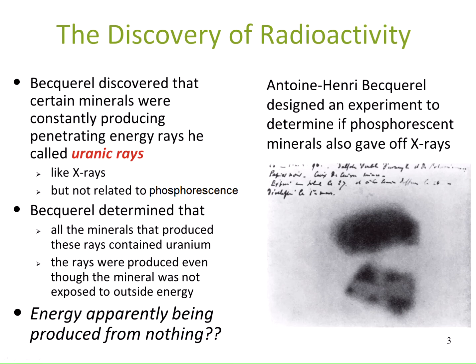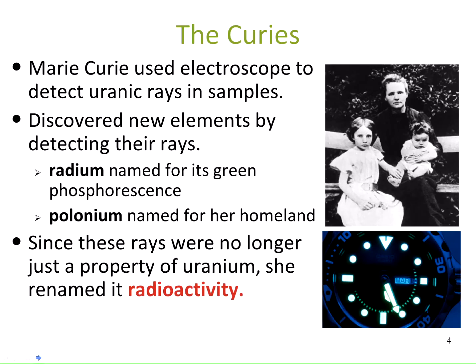So the question is, is this energy produced from nothing? So just trying to figure out where this energy was coming from. The Curies played a large role in determining what these uranic rays were. And Marie Curie used an electroscope to detect uranic rays in samples. An electroscope is just a device that you can detect these uranic rays with. And we'll look at what an electroscope is in a couple of slides.